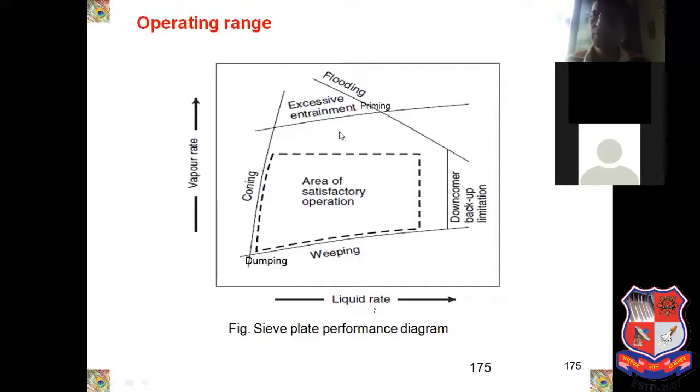Flooding is clear from the name itself. What does it indicate? Just as a flood comes, flooding is nothing but a flood. Just as when it rains in the city and a flood comes, like that the column is flooded. Flooded means all the volume is occupied by the liquid, right? Which is not good. There is absolutely no change in concentration from top to bottom. So that's why it is the worst condition, and it should not occur ever. We must be most careful.